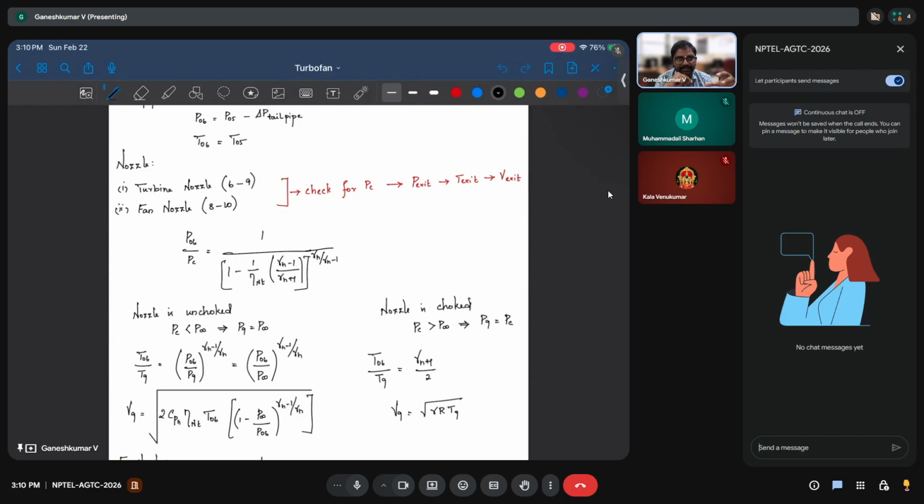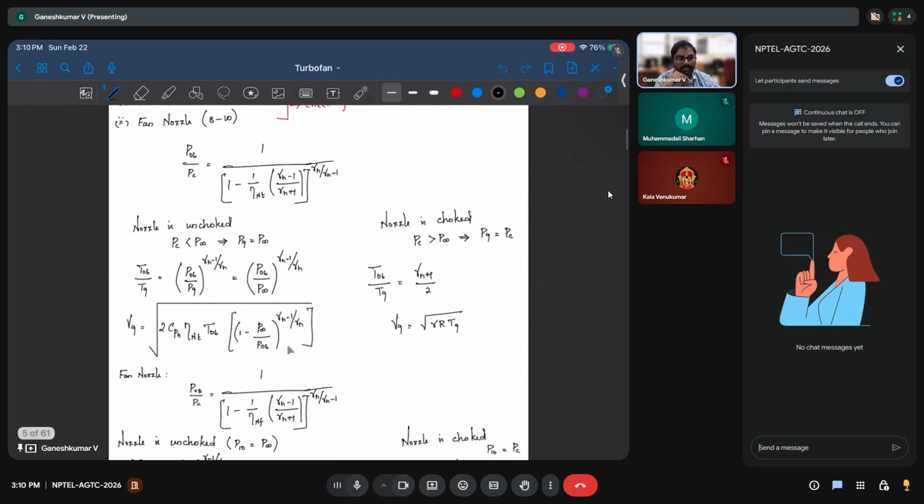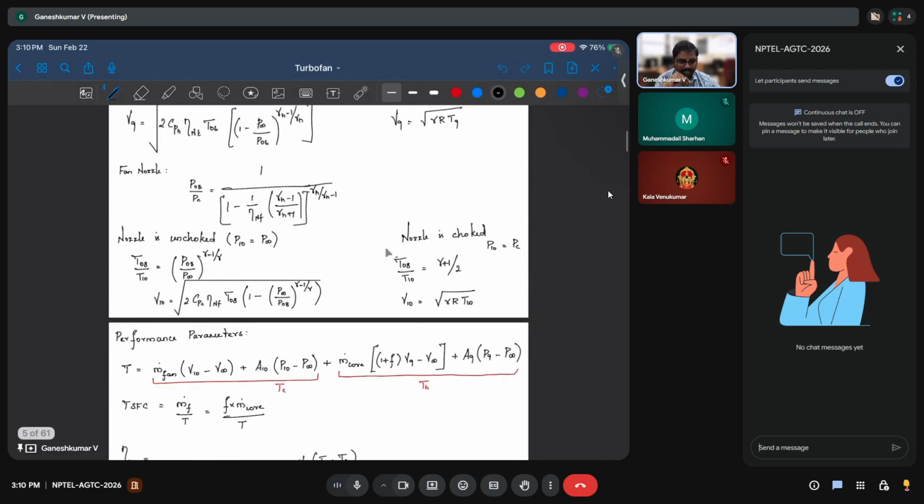how the flow stream exits from the fan nozzle. So in the fan nozzle, again, you have to find out the critical pressure ratio. If the pressure ratio is higher than the ambient pressure, then the nozzle is choked. If it is less than the ambient pressure, then the nozzle is unchoked. And based on that, you will choose a different temperature and velocity ratio formula. And finally, you will find V9.